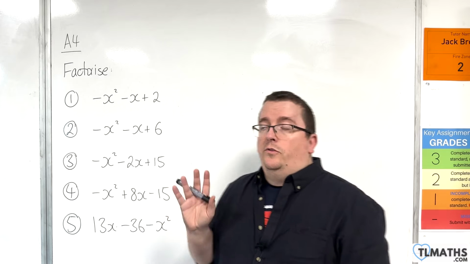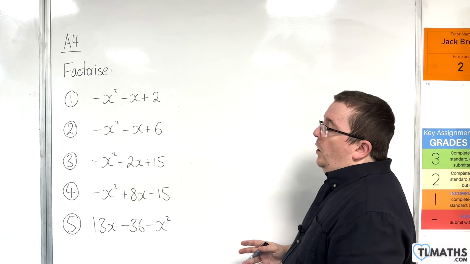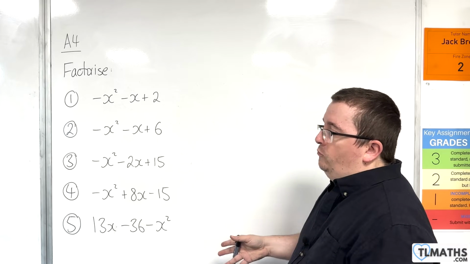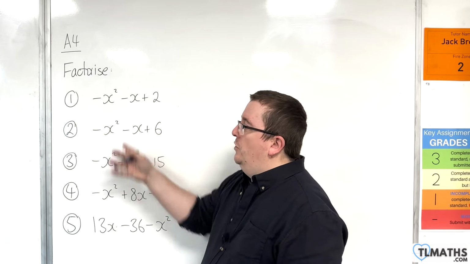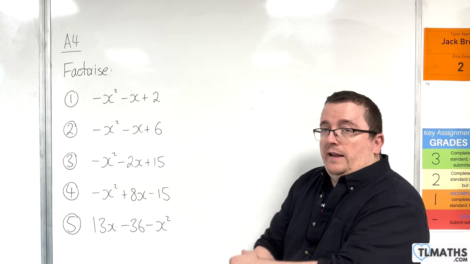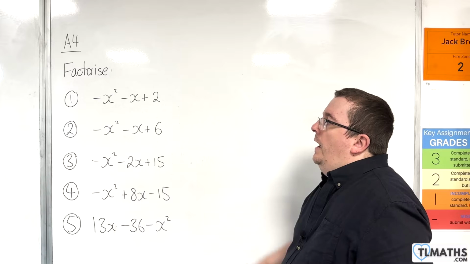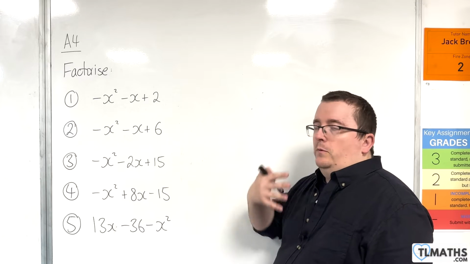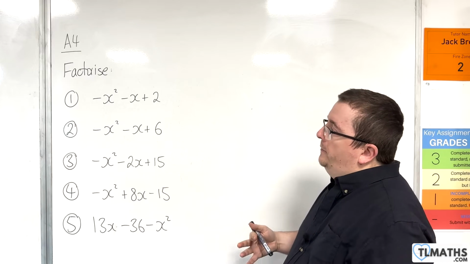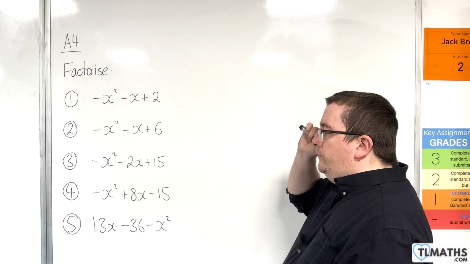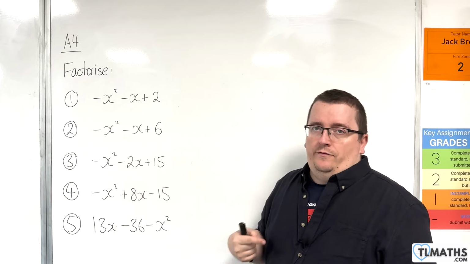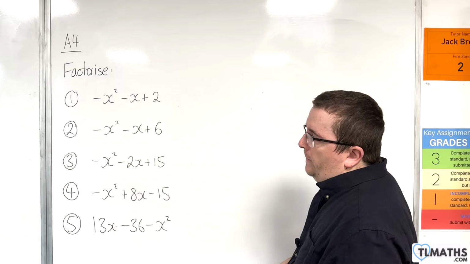So in this video, we're going to go through 5 more examples of factorising a quadratic expression where the coefficient of x squared is not 1. Now, in each of these cases, the coefficient of x squared is minus 1. So how can we get around the fact that we have a negative in front of the x squared? So there are 2 avenues you could potentially go down here.